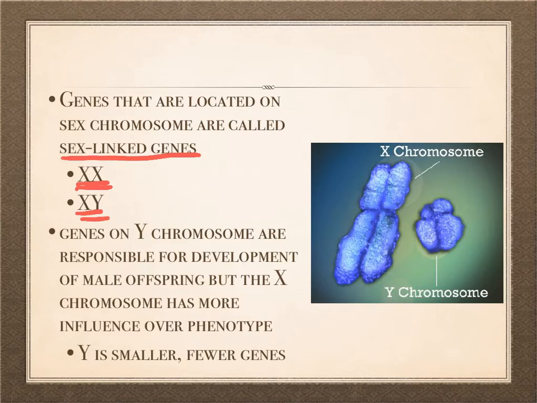Genes on the Y chromosome are responsible for development of male offspring, but the X chromosome has more influence over the phenotype of the offspring. The Y is much smaller, as you can see here. Y is much smaller than the X chromosome, and as a result, the Y has much fewer genes, much less genetic information to pass on to the offspring.